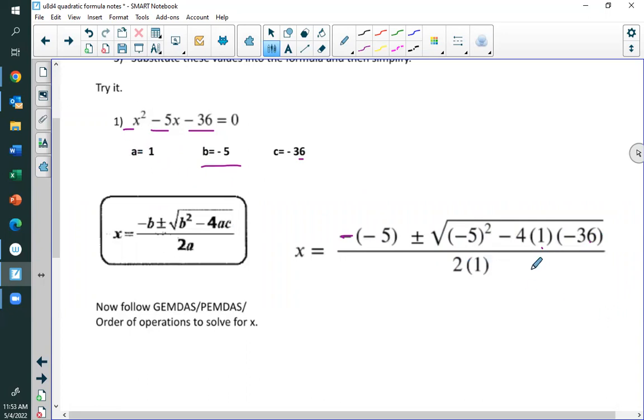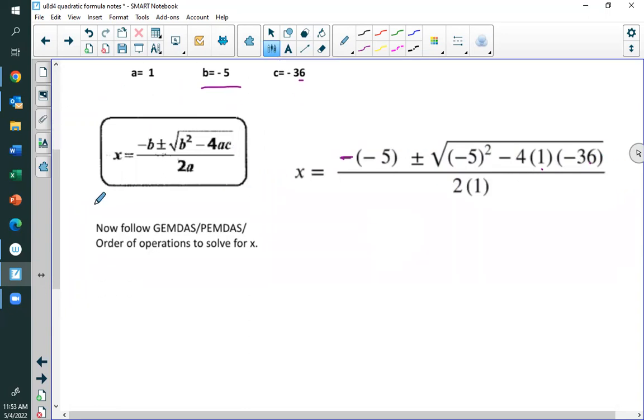Now we just have to use our order of operations skills to finish this. So the negative of negative 5 is positive 5, plus or minus the square root of negative 5 in parentheses squared, which equals 25, minus 4 times 1 times negative 36. 4 times 1 times negative 36 equals negative 144. I have minus negative 144, so it's really plus 144. It's all over 2a, and 2 times 1 is 2. So far I've got 5 plus or minus the square root of 25 plus 144 all over 2.